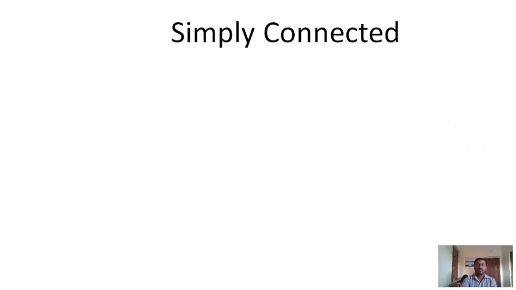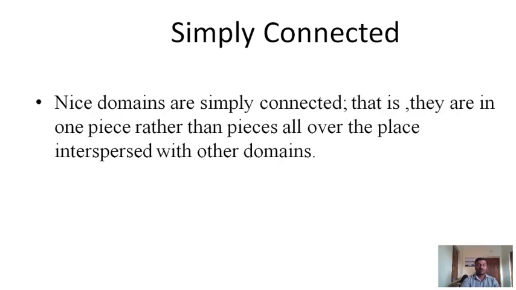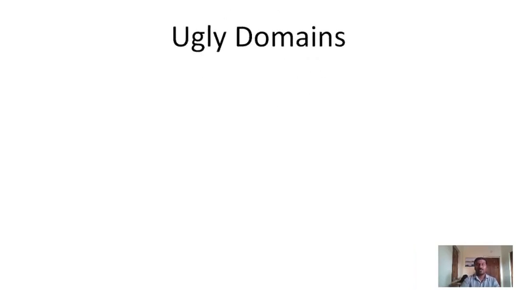Then another one is simply connected. Nice domains are simply connected. That is, they are in one piece rather than pieces all over the place interspersed with other domains. If it is a nice domain, the points can be simply connected to each other. They are in one place. They are not spread out throughout the domains. So this is the concept of simply connected.